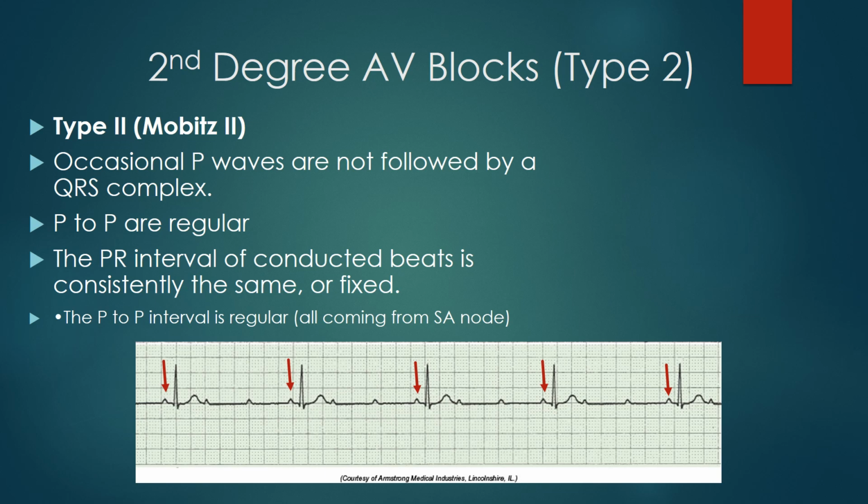However, you also see lonely little P waves out there with the blue arrows with no QRS from time to time. So this is where that block is occurring. The signal is stopping at the AV node and nothing is getting through. And sometimes there is a ratio, so maybe every third P wave leads to a QRS, but sometimes it's inconsistent.